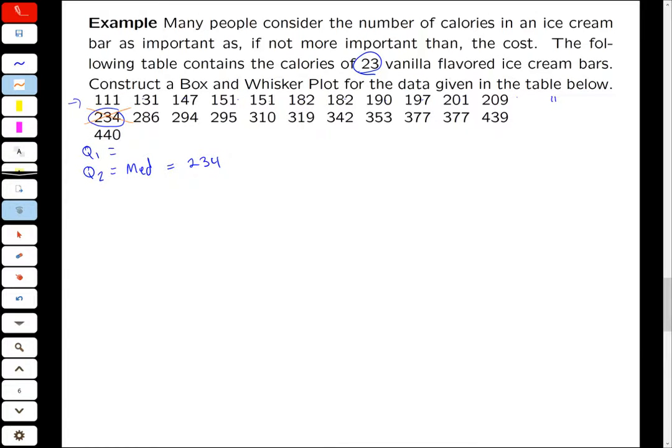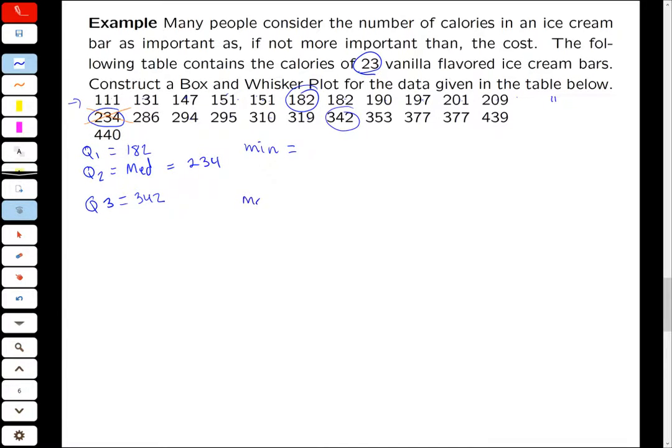So now I have 11 data values on the first row. What is the middle of my 11 data values? So it's this one right here, 181. 182, 1, 2, 3, 4, 5. Oh yeah, sure enough, it is 182. I can't read, evidently. Q3 is the middle of the last half of the data values. 342. And now I have to find the minimum and the maximum.